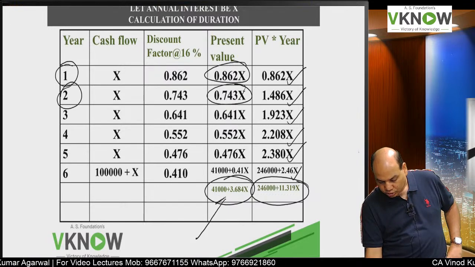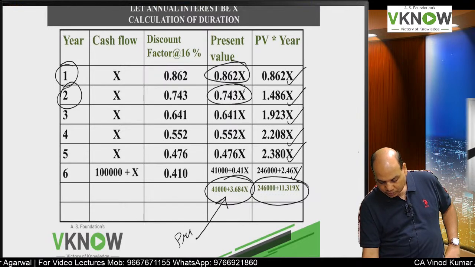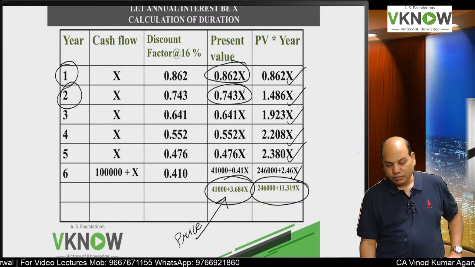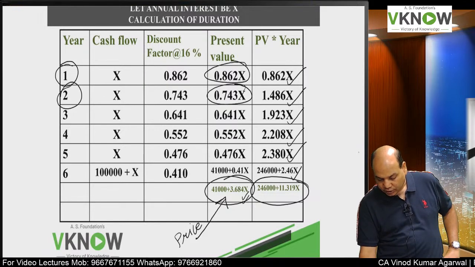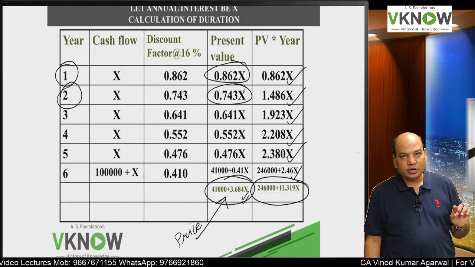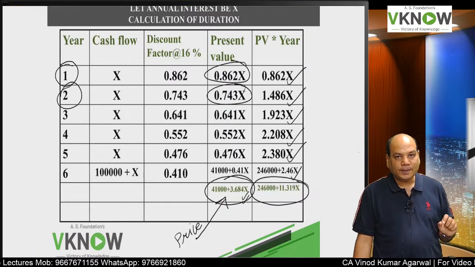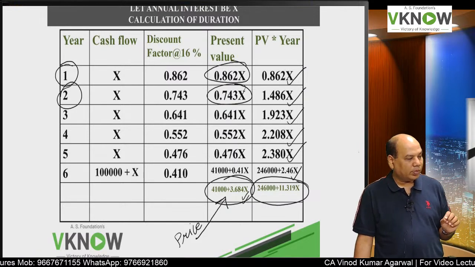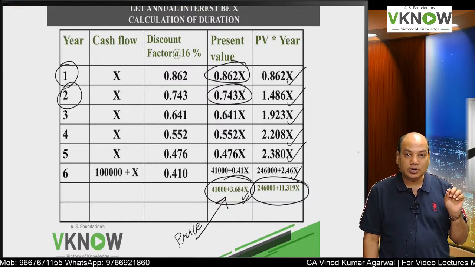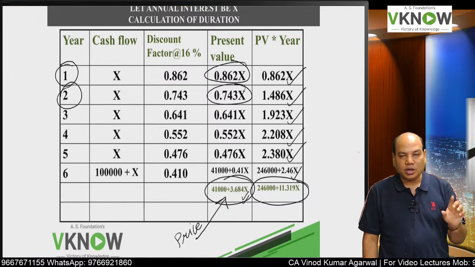This column total represents the price of the bond today. So after getting the value of X, put the value here and you will be able to calculate the price of the bond today, and that will be your final answer, and you will get 6 full marks.